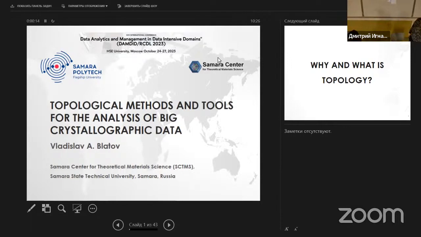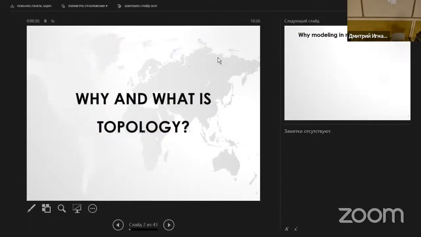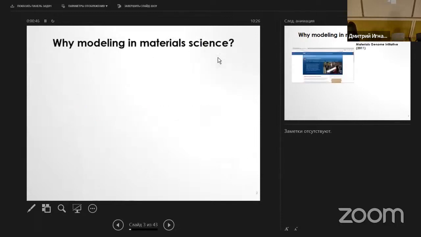So as you see, my lecture concerns topological methods and the corresponding tools for the analysis of crystallographic data, a special kind of data. So the first question we should answer: why, and what is topology concerning crystal structures? I believe that all people in this audience know what topology is, but the question is, what is topology with relation to crystallography and to crystal structures?